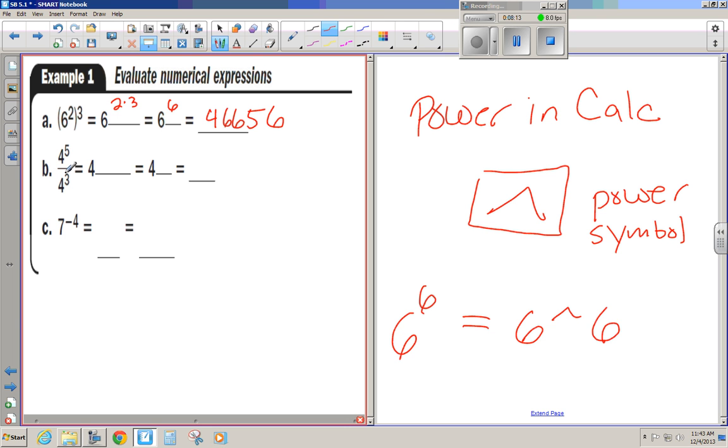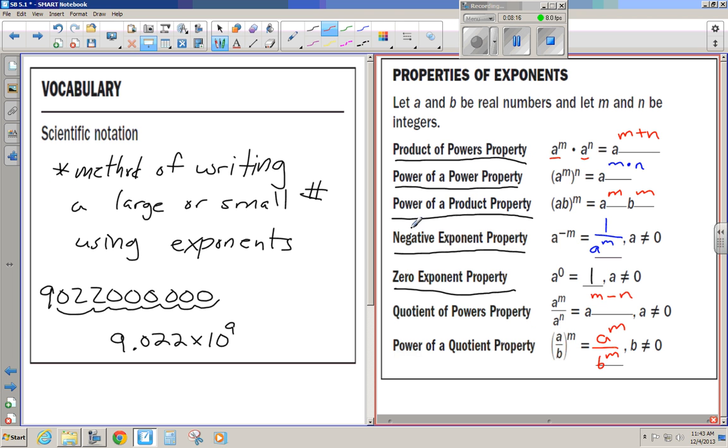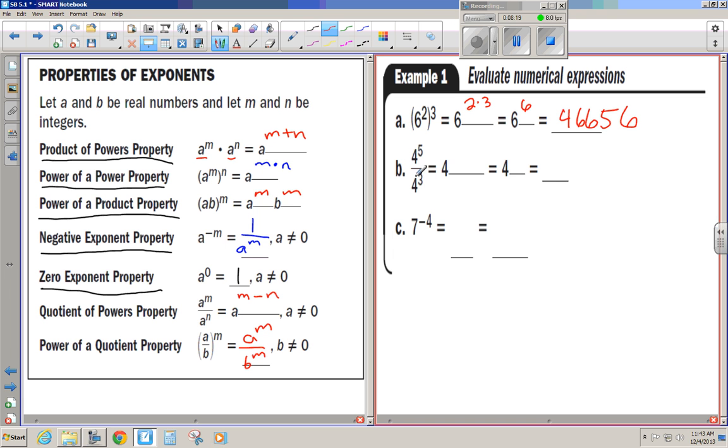All right, here is a quotient. So it's 4 to the 5th and 4 to the 3rd becomes 4 to the 5 minus 3, which becomes 4 squared, which we should have memorized as 16. Negative exponent property, pretending it's a fraction, you simply put whatever has the negative exponent on the bottom. And then, of course, with the calculator, you would do 7 to the power of 4, 2401.